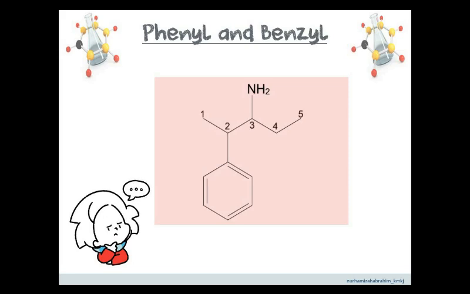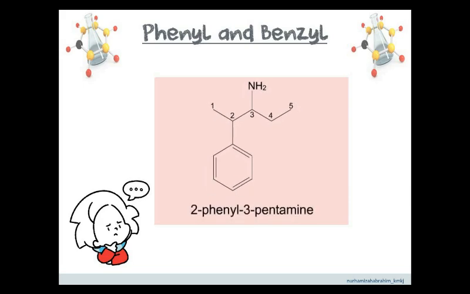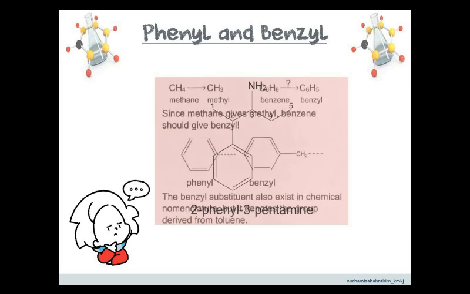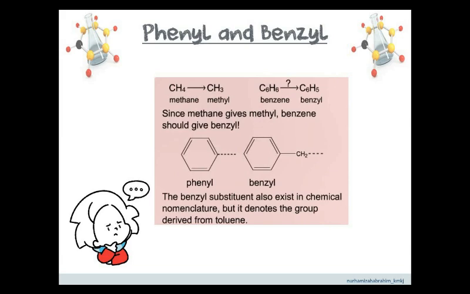Numbering from left to right gives a smaller sum of numerals than numbering in the opposite direction. The amino group comes before the phenyl substituent in alphabetical order. Therefore, the name of the compound is 2-phenyl-3-pentanamine. You perhaps notice some inconsistency in the naming of a substituent derived from benzene as a phenyl substituent. You just need to remember the difference, and to avoid confusion, learn by heart the difference between these two substituents.